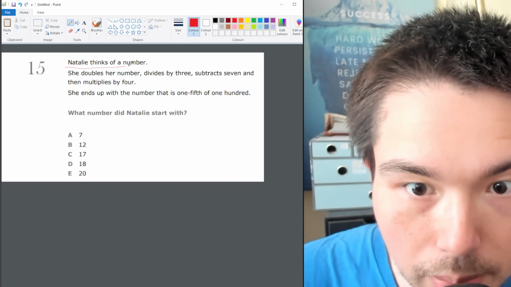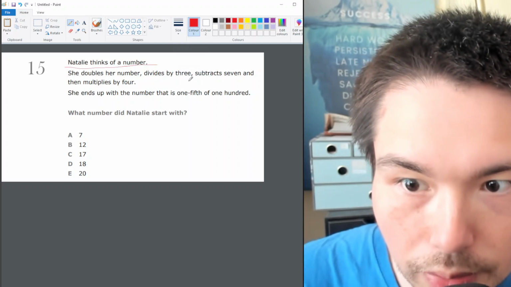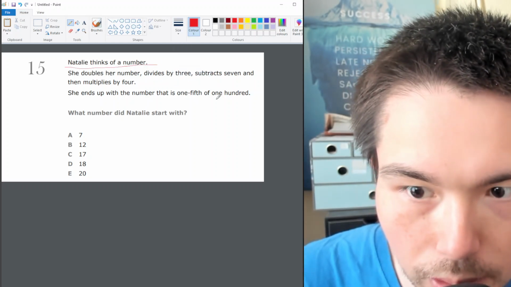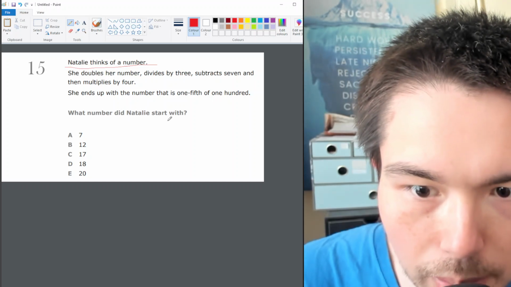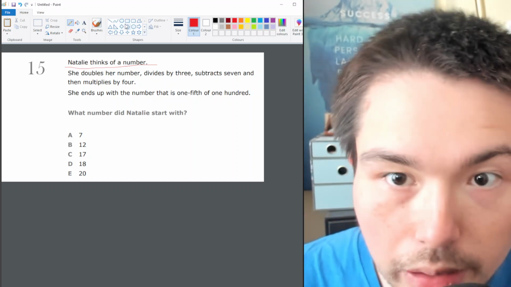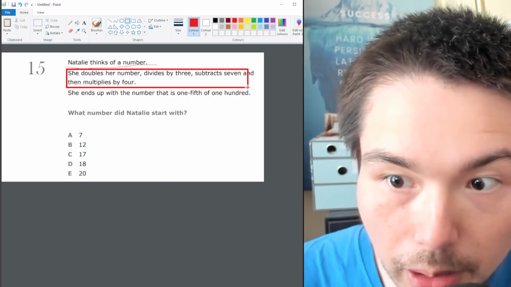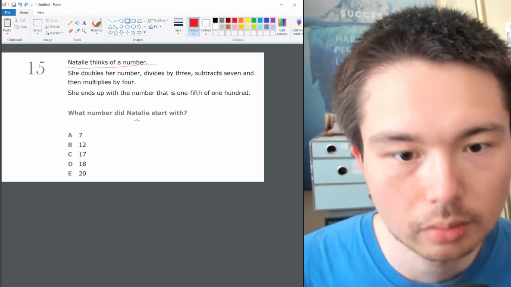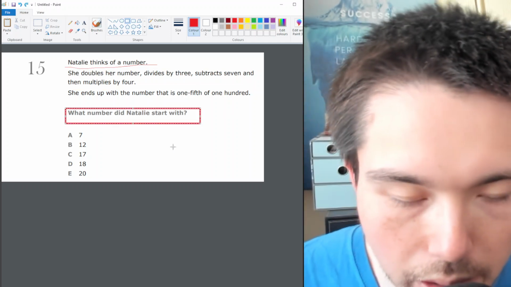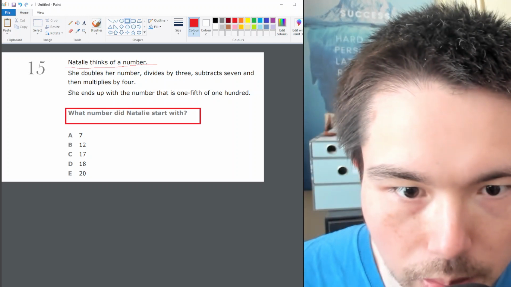Natalie thinks of a number. She doubles her number, divides by 3, and she ends up with the number a fifth of 100. What number did she start with? So with these really long questions, I just ignore that bit. I go straight to the end because really they're asking for what number did we start with. We're starting here.